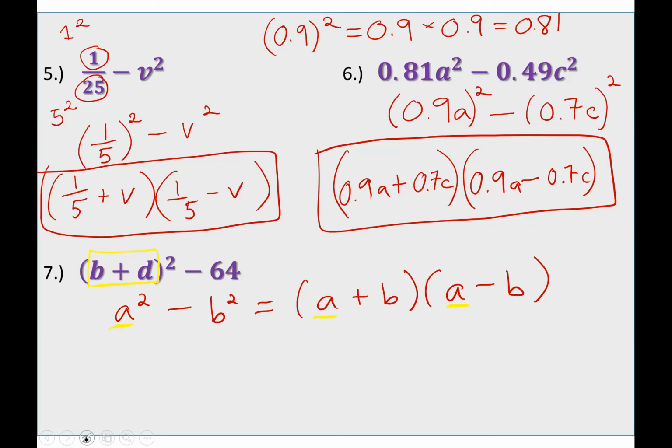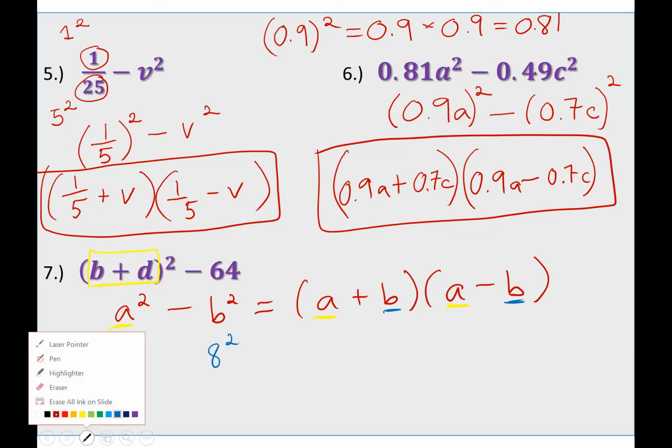Now 64, I hope that's a little more obvious. 64 is just 8 squared. So our b will be just 8. So let's put it all together. b plus d squared minus 64 can be factored like this. Here we go.